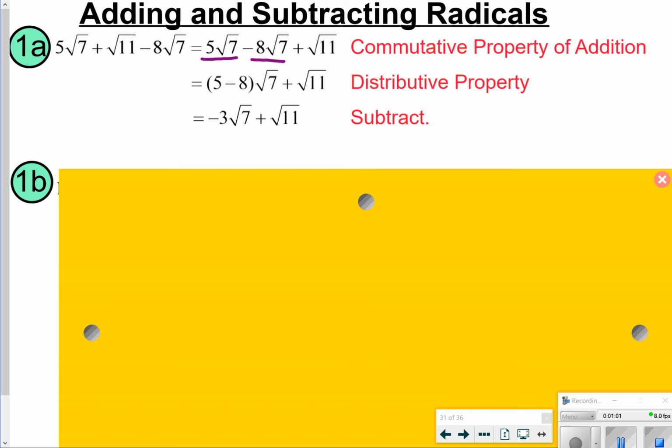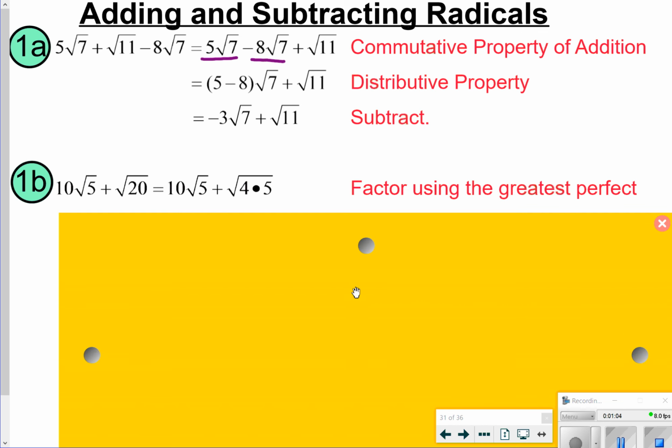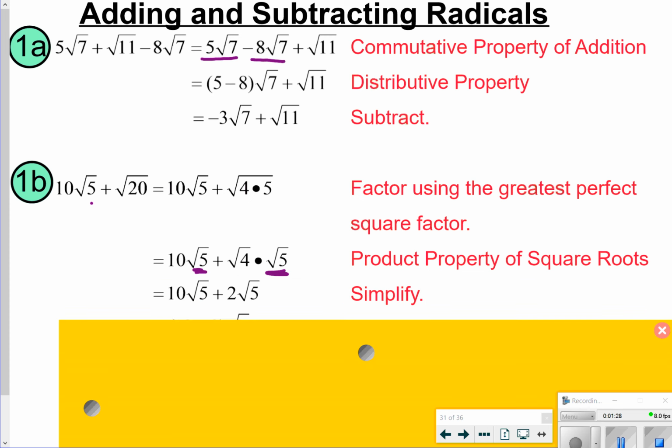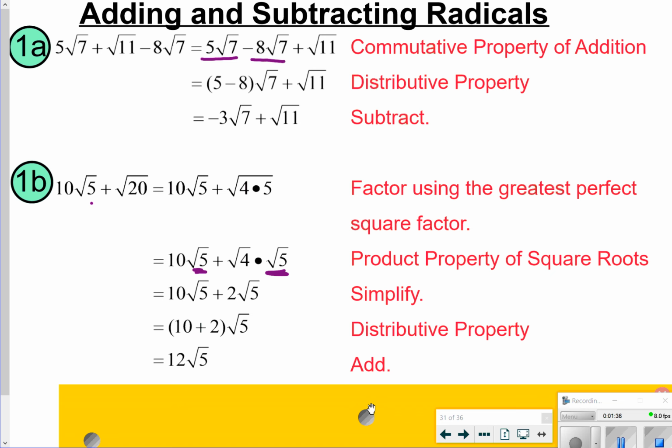Another thing we can look at is what would happen if we didn't have any matching radicals, to see if we could possibly make a matching radical. And this is going to go back to a previous lesson that we've already seen. If we had 10 square root of 5 plus square root of 20, we could break down that 20 and say square root of 4 times 5. That would help us because then we could have matching square roots of 5 and then maybe solve the square root of 4. Square root of 4 is going to give us 2, so we'll have 10 square root of 5 plus 2 square root of 5, and when we add those together we can get 12 square root of 5.